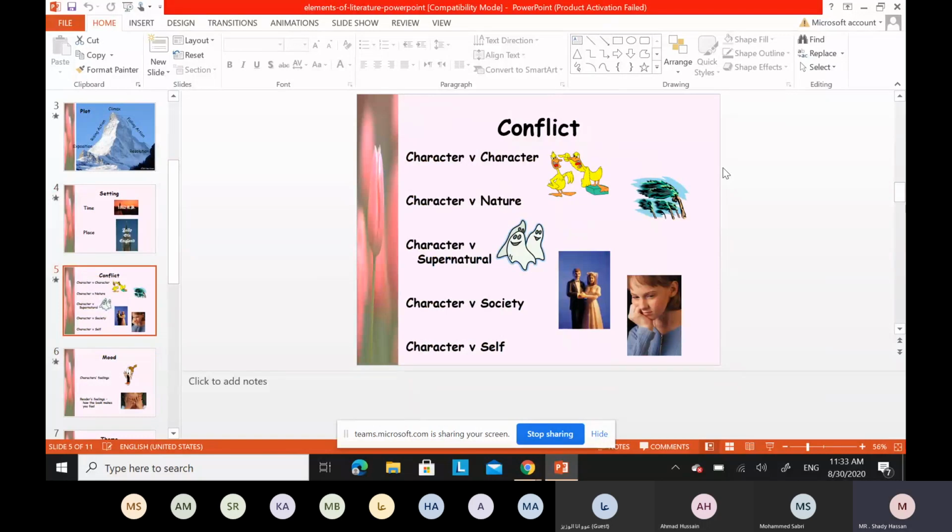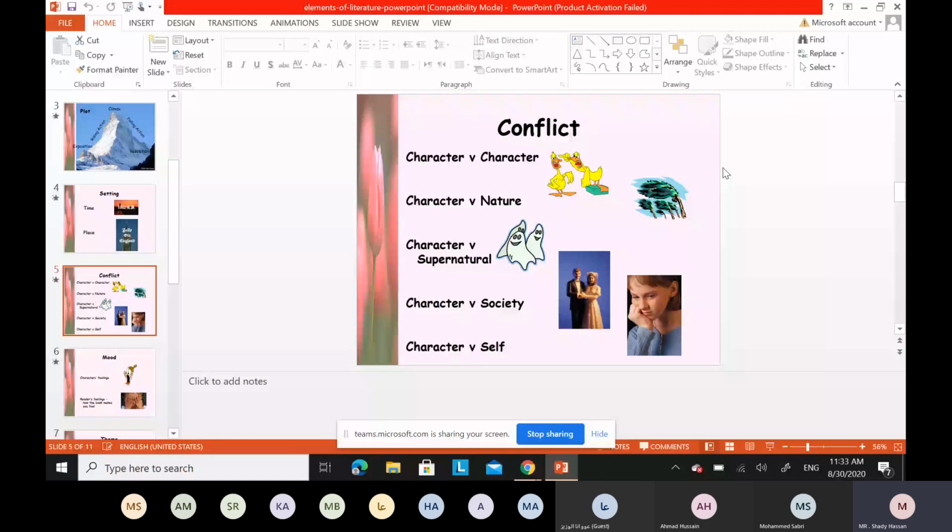Well, I'm talking about the conflict. As I said before, the conflict is a part of the plot. It's the climax point. The conflict could be between who and who? Between two persons or more. This could be character versus character. Could also be between character and nature. Character versus nature.